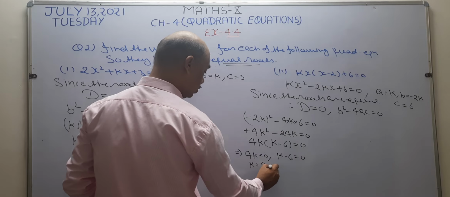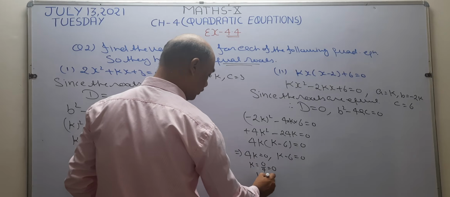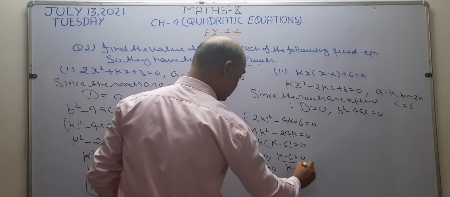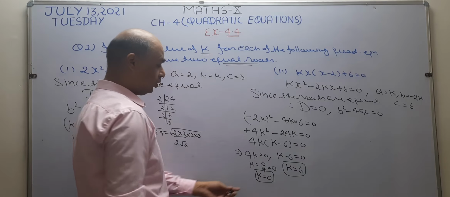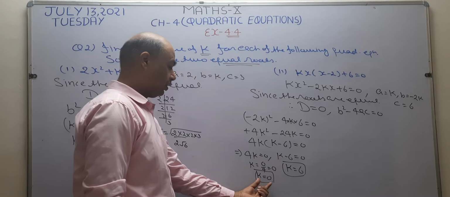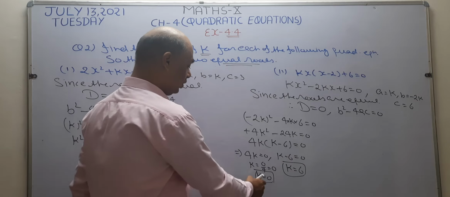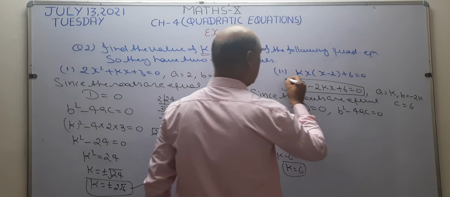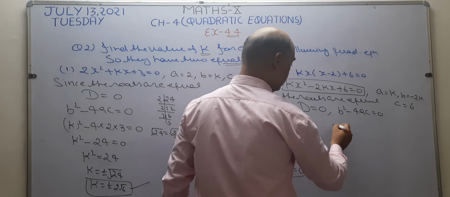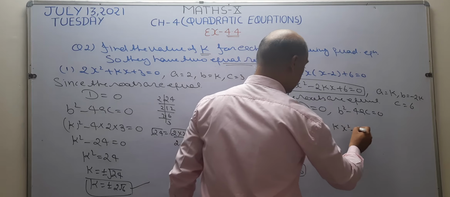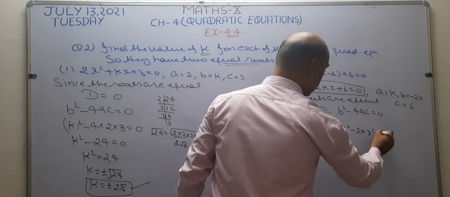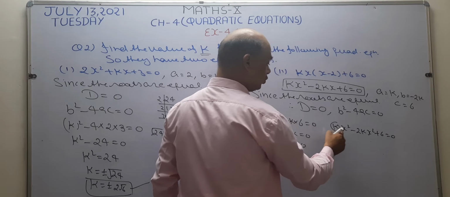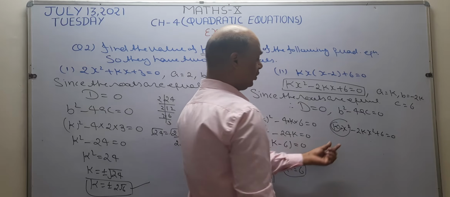0 by 4 is 0. The final value of k becomes 0. From the other, I take the value of k as 6. Now see, we got two values of k. Here k is 0. When you take k as 0 in this quadratic equation, what happens? As you know, 0 into something is 0, then x square is going to be eliminated.